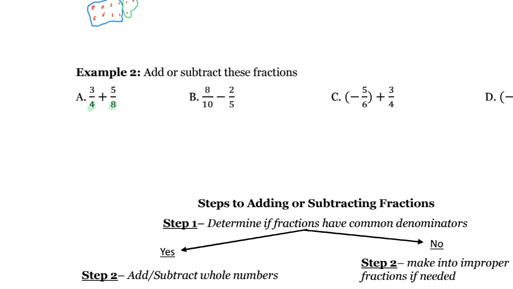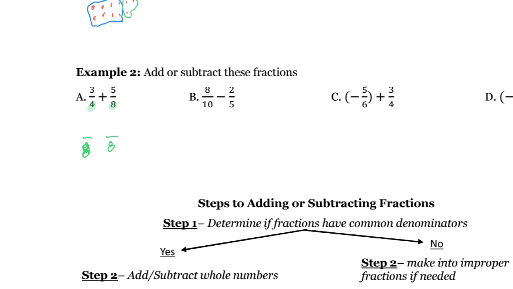So what's a number that 4 and 8 could be? What are multiples of 4 and 8 that are the same? Hopefully you're thinking 4 can go into 8, 8 can go into 8. So my common denominator is 8. Okay, so my common denominator is 8.